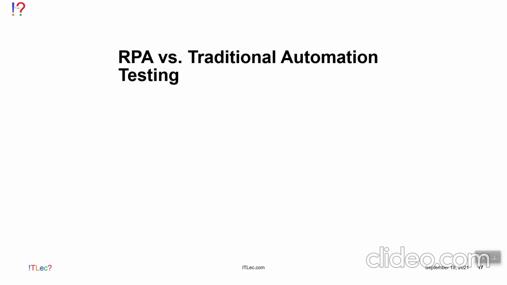Actually, we shouldn't say RPA vs traditional automation testing, but we should say RPA and modern automation testing. Because, for example, UiPath and multiple other tools offer testing tools and frameworks for automation testing.